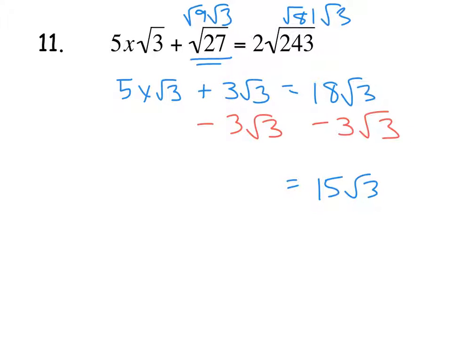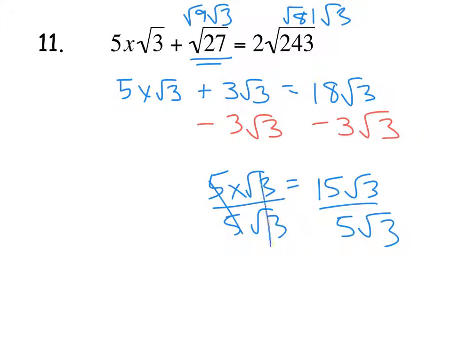All right, and then the other part, we still have our 5x root 3. So, to make sure you understand, what would you do here, Destiny? You divide 5 root 3 to both sides. Very good. The 5's cancel, the root 3's cancel, leaving x all by itself. On the other side, what can we do? Divide 15 over 5. 15 divided by 5 is 3, and root 3 divided by root 3 is 1, so it just cancels out. So our answer is just 3.